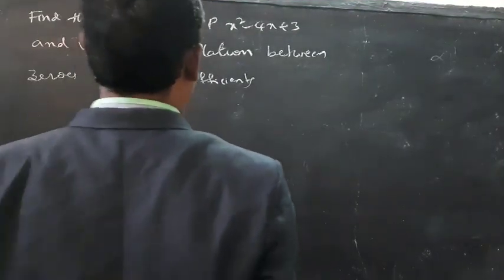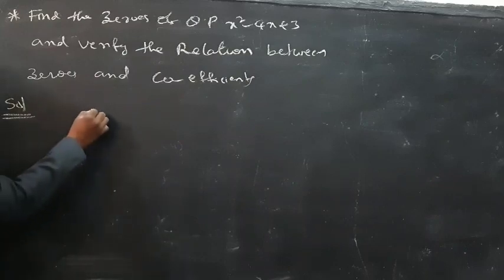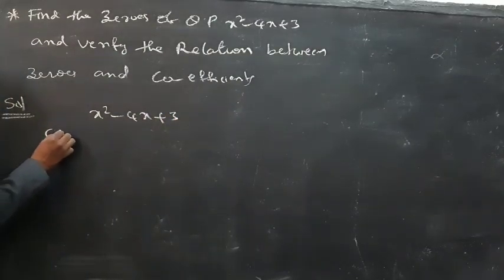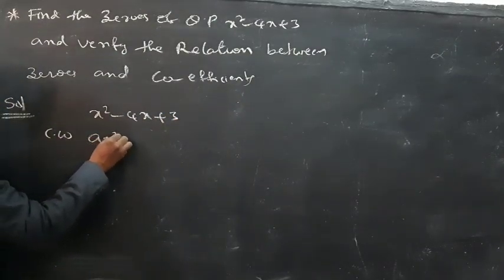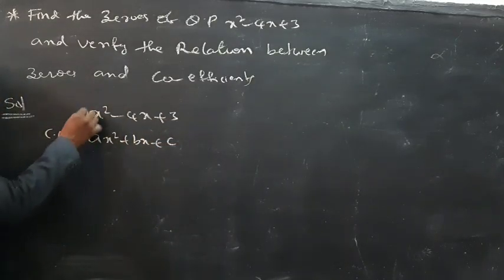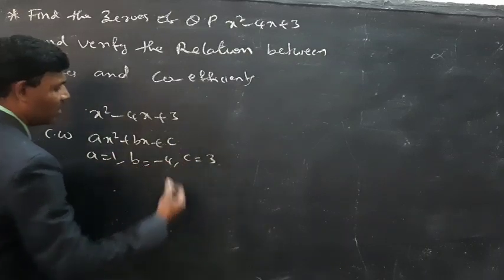So dear class students, one of the important questions: find the zeros of the quadratic polynomial x square minus 4x plus 3 and verify the relation between zeros and coefficients. It's a very important question. Solution. First of all, what is the given polynomial? x square minus 4x plus 3. I am comparing it with ax square plus bx plus c. By the comparison, what can we write? a is 1, b is minus 4, c is equal to 3.